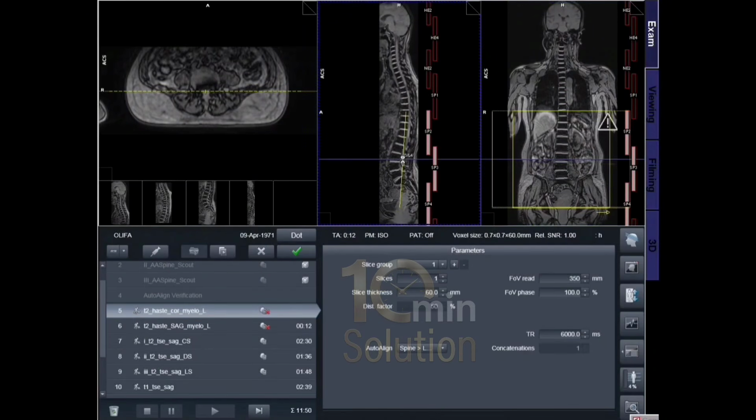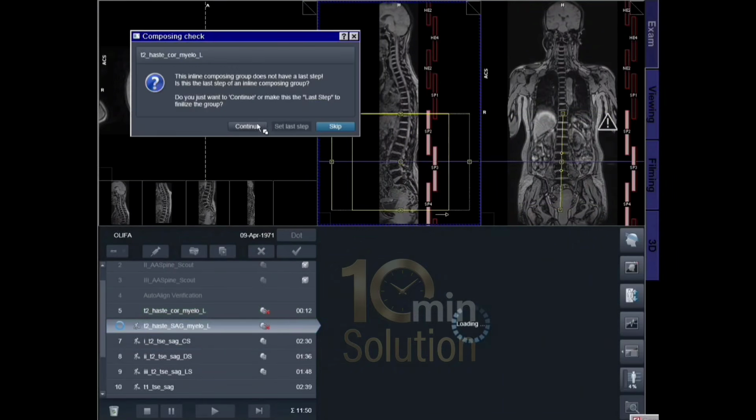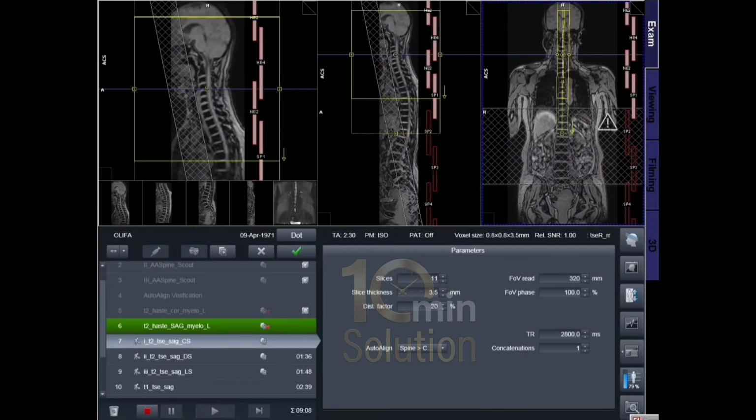Now I plan T2 TSE coronal myelo. The myelo planning will be on the sagittal and axial images. Now I nicely set up the planning. Look here, and look at the protocol and the parameters. Now I apply. Now another is T2 TSE sagittal myelo. The sagittal myelo planning will be on the coronal and axial images. Now I nicely set up the planning, then apply.